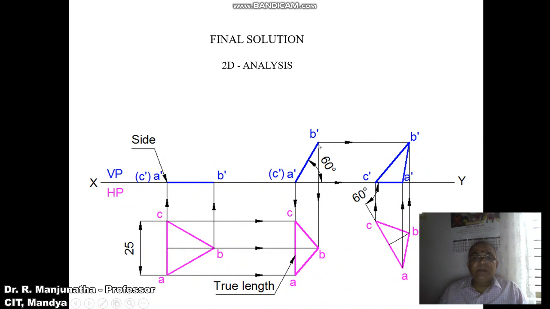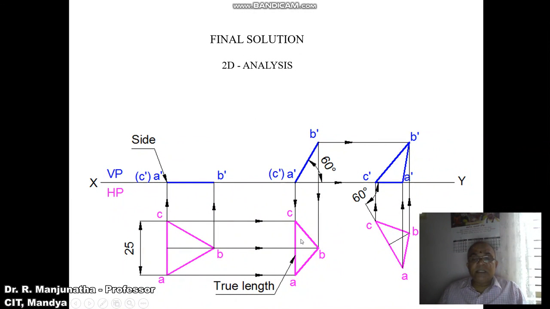As we see, A dash B dash and B dash C dash are inclined to HP, so AB and BC will be in apparent length. A dash C dash is parallel to HP, therefore AC will be in true length. This is the reason why we have written this as the true length.